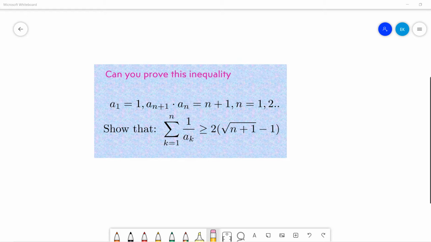So a1 is 1, a_{n+1} times a_n is n plus 1. And then we need to prove that the sum of 1 over a_k, from k equals 1 to n, is greater or equal to 2 square root of n plus 1 minus 1.